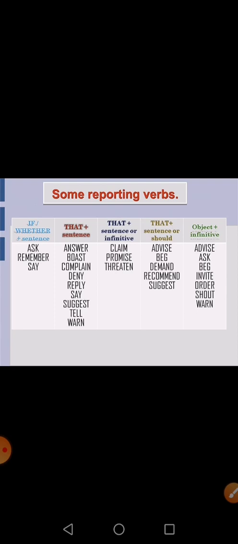If it is a command, you will write down ordered. If it is a request, you will write down requested. If it is a statement, you will write down he stated, he said, he told. And if it is a question, you will write down he asked, inquired, etc.